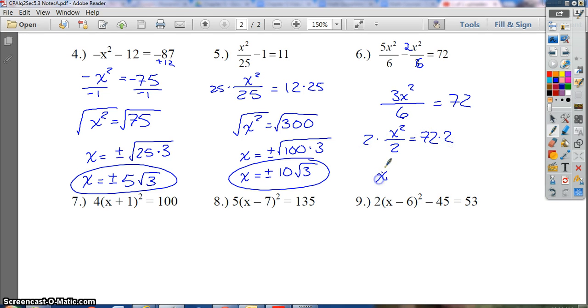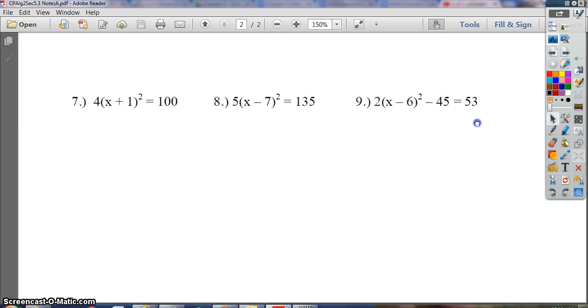Multiply to be 2. X squared will equal 144. Don't forget your plus or minus, and square root of 144 is... So positive 12 and negative 12. There's 4, 5, 6. Alright, let's finish up here down at the bottom.